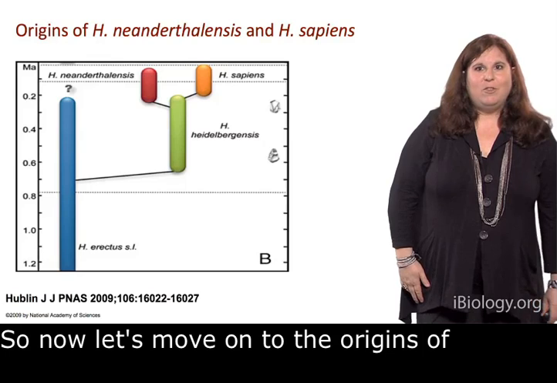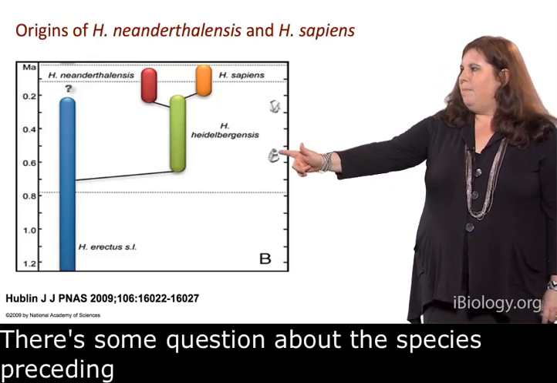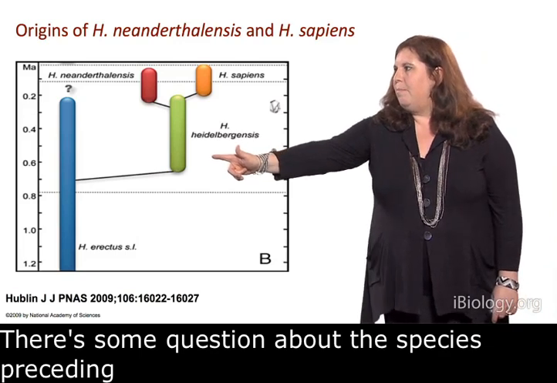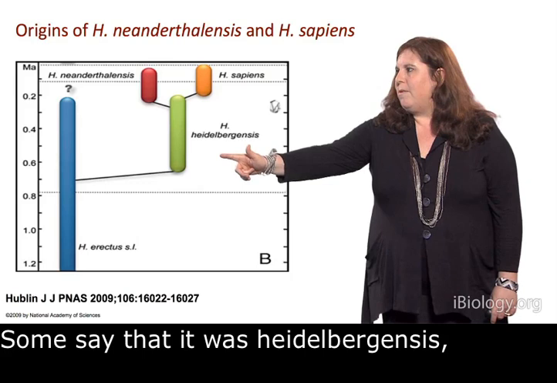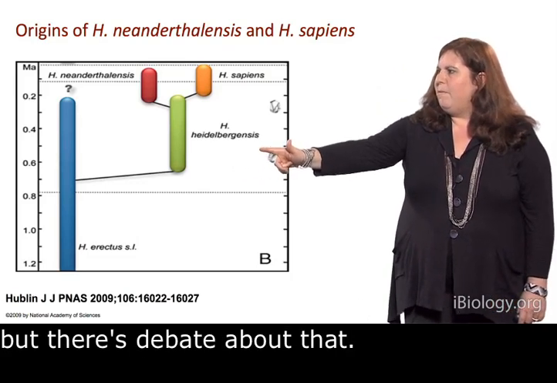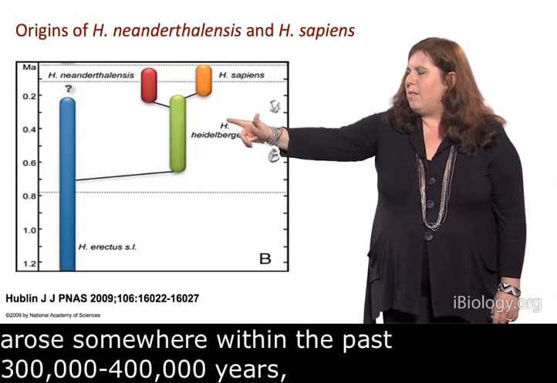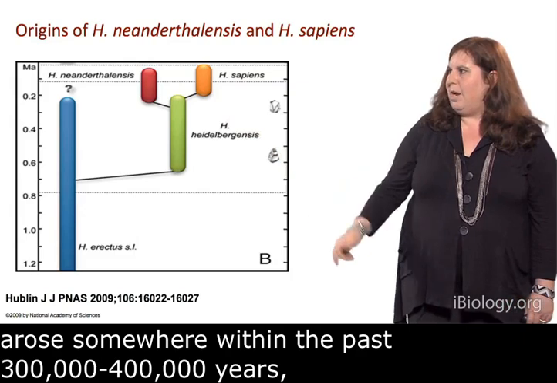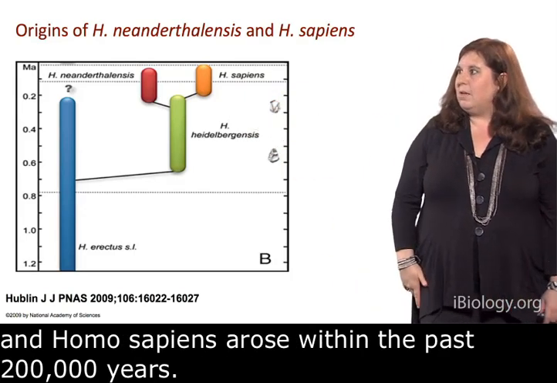So now let's move on to the origins of Homo neanderthalensis and Homo sapiens. There's some question about the species preceding Neanderthal and Homo sapiens. Some say that it was Heidelbergensis, but there's debate about that. However, what is clear is that the Neanderthal species arose somewhere within the past 300,000 to 400,000 years, and Homo sapiens arose within the past 200,000 years.